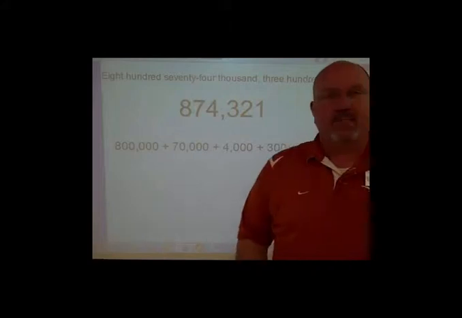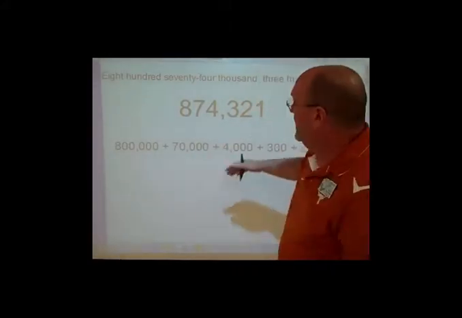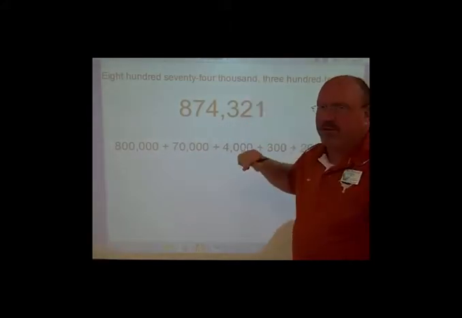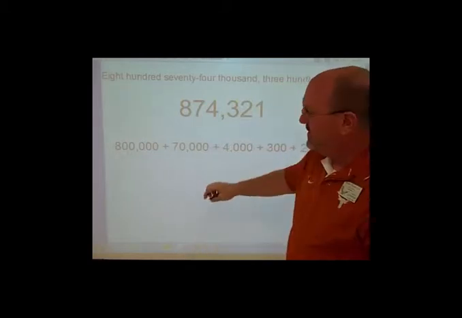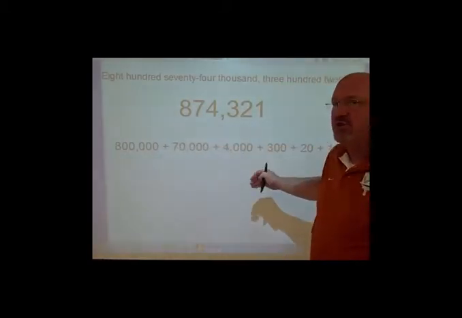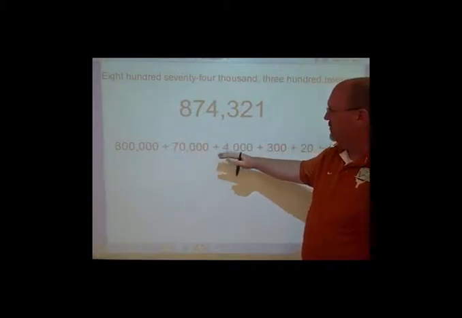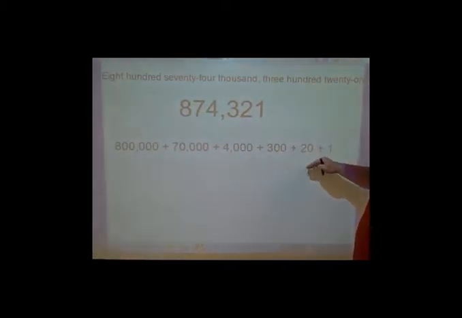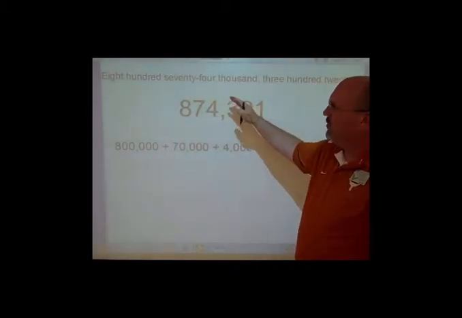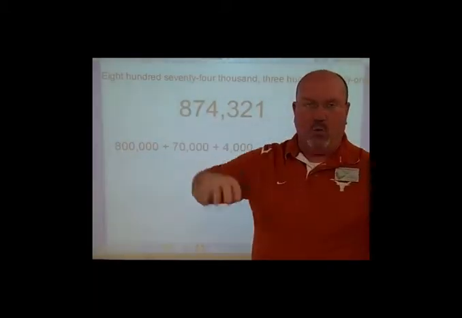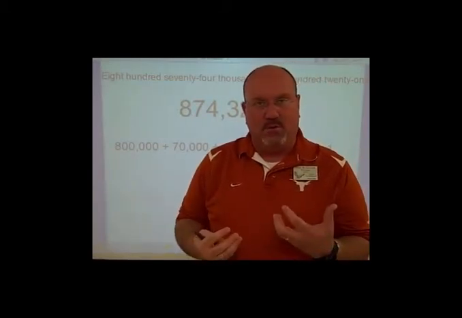Here's a number, and every time I have the kids work with whole numbers, I have them try to write it in all three forms. Word form, standard form, and then we also practice expanded notation or expanded form. This is the normal way, or this is the way that you usually see expanded form. 800,000 plus 70,000 plus 4,000 plus 300 plus 20 plus 1 gives us 874,321 written in words. That's always good practice to practice all three types of forms of the word.